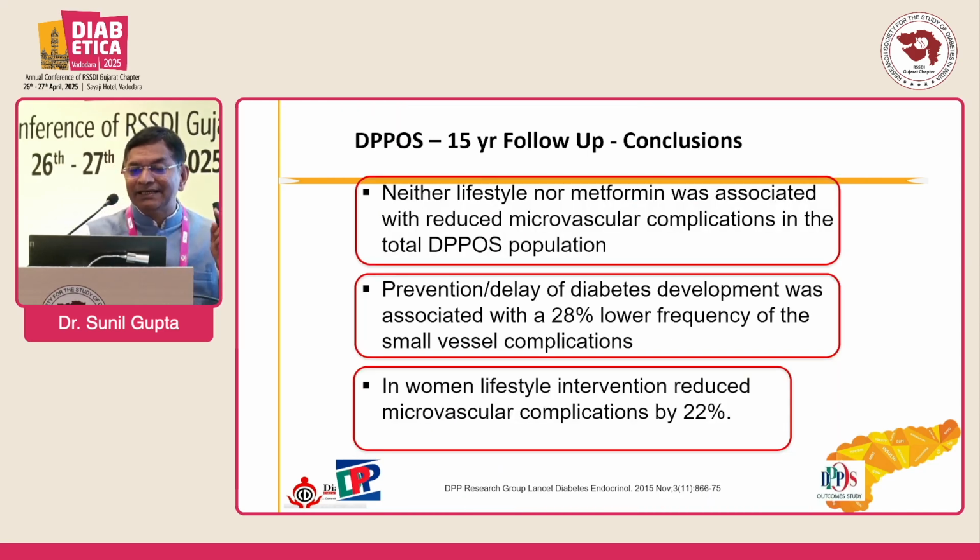In the DPP-OS trial, neither lifestyle nor metformin was associated with reduced microangiopathies. The prevention or delay of diabetes development was associated with 28% lower frequency of small vessel disease. In women, lifestyle intervention reduced microangiopathy by around 22%. And importantly, those women who had a past history of GDM benefited more with metformin versus the other women.